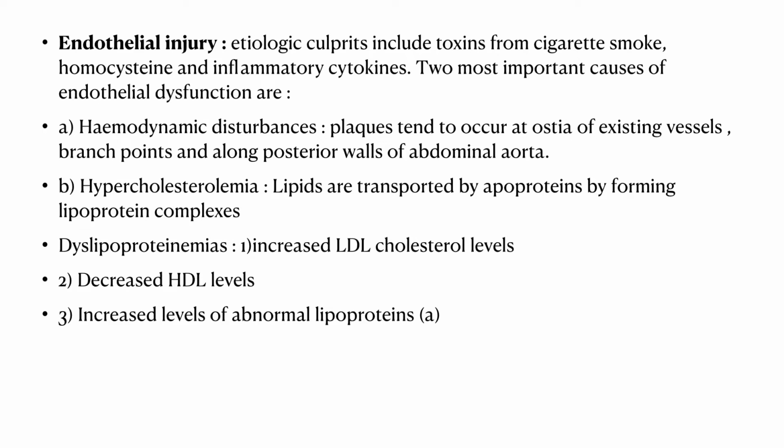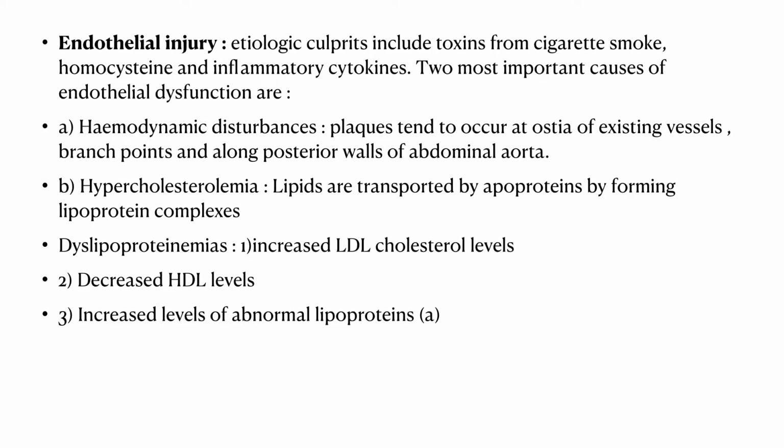Plaques tend to occur at the ostia or openings of existing vessels, at branch points, and along the posterior wall of the abdominal aorta. These are the places where laminar flow is frequently disturbed and converted into turbulent flow, leading to the formation of thrombus, which eventually leads to atherosclerosis.